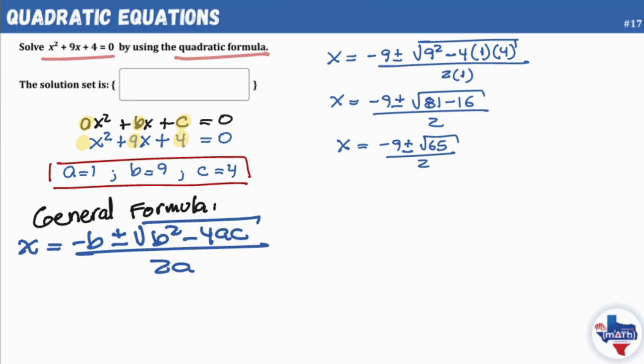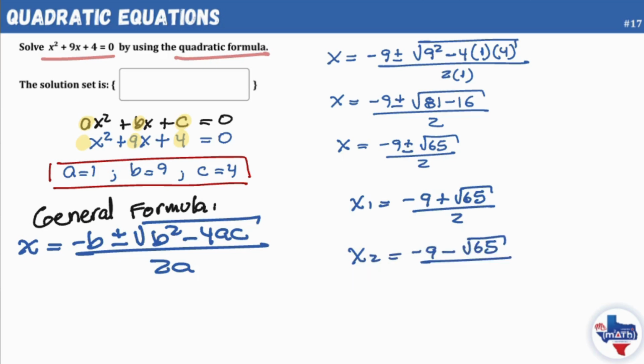Okay, so our next step will be to just utilize the positive and negative values, so we find the two solutions. Our x1 will be negative 9 plus root of 65 divided by 2. And our x2 will be negative 9 minus root of 65 divided by 2. This should be our two answers. Okay, let's check another video.